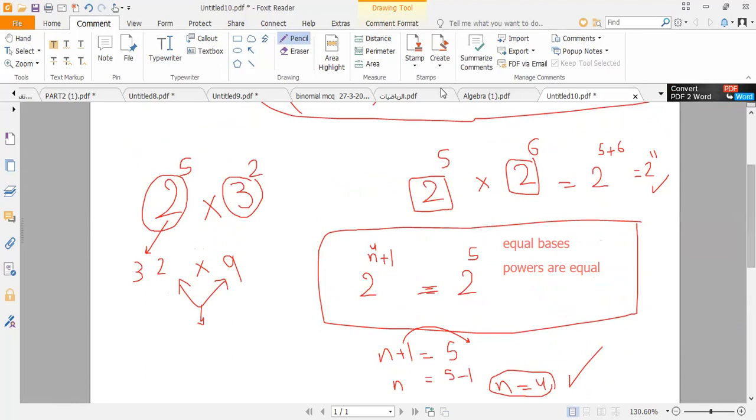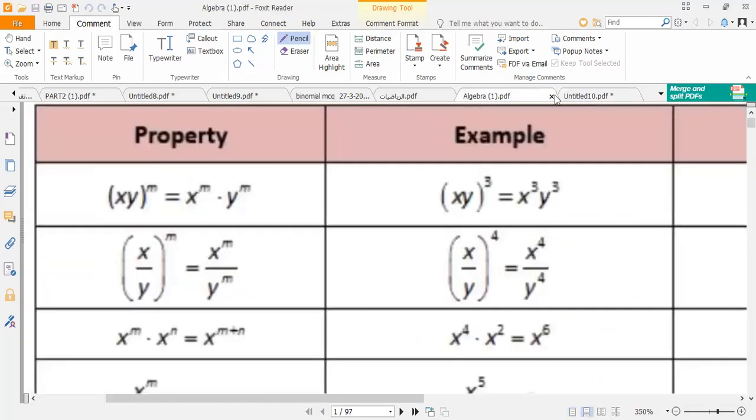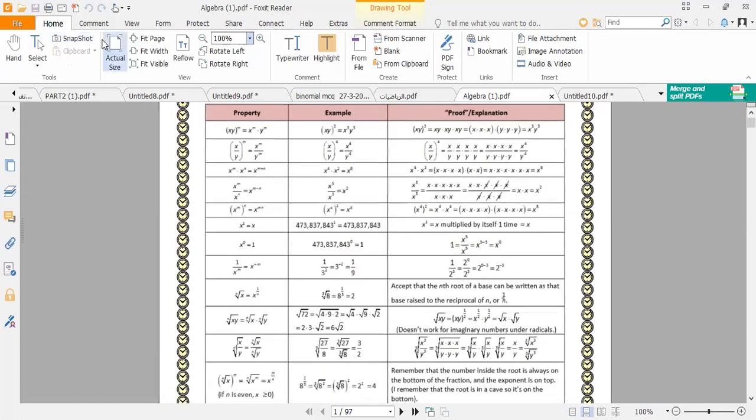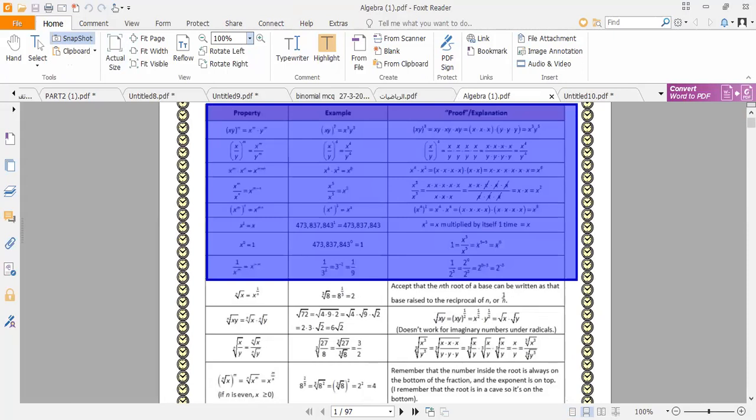Now, okay, Jumana, do you understand this part? Salma? Lynn, Maria? Yes. Okay, Lynn? Yes. Now I will send you on the group this table, just a minute. I will send it to you on the WhatsApp.